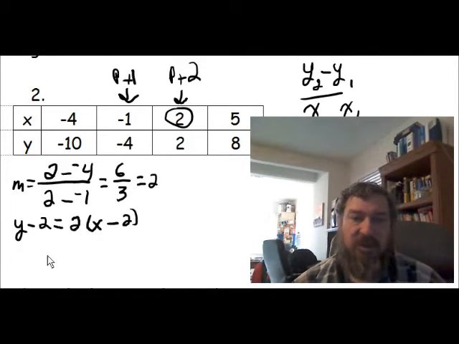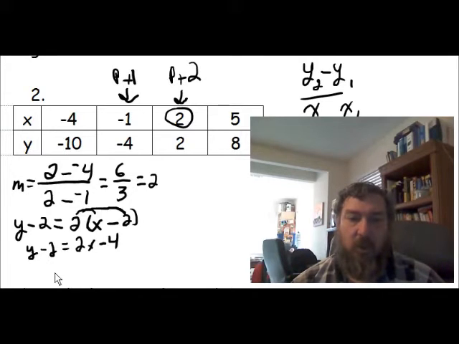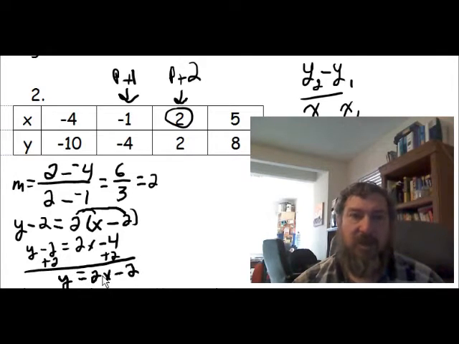So I do this, and now I'm going to simply solve this and leave my y all by itself. And 2 times x is 2x. 2 times negative 2 is negative 4. So I have y minus 2 equals 2x minus 4. So to isolate y, I need to add 2 to both sides. And I end up with y equals 2x minus 2. Now that's the corrected form.